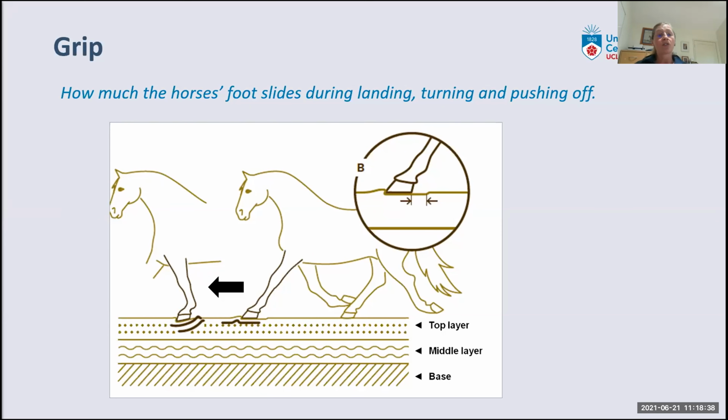Okay, so moving on to grip. The definition is how much the horse's foot slides during landing, turning and pushing off. And we can go from high grip to very slippery. And as I said, the amount of friction between the hoof and the surface, and also the shear resistance within the surface, is going to affect that.